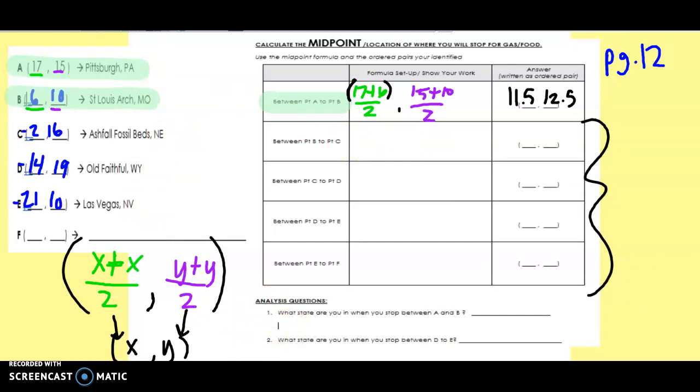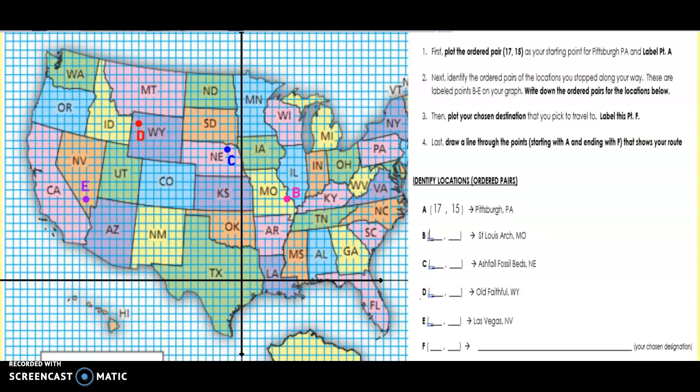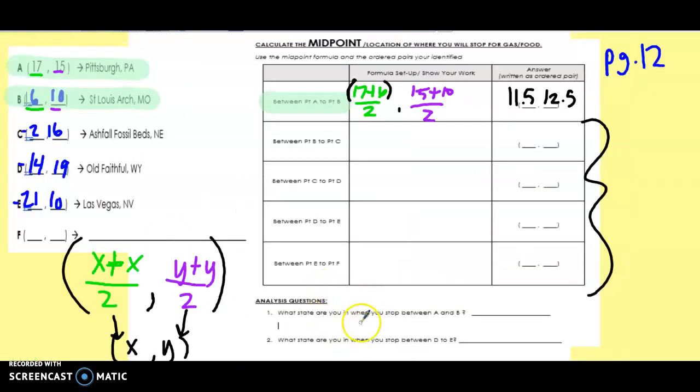It's going to ask you, what state are you in when you stop between A and B? How you do that is you can go back to page 10 where you've got your coordinate plane graph of the United States, and you're going to map out 11.5. Remember, X comes first, so we're moving horizontally, and then 12.5, we're moving up in a positive direction on your y-axis, and then you're going to figure out what state you're in. Now you're free to just put the abbreviation like TN or KY, or if you want to write out the state, either one is fine with me. There are 2 analysis questions there at the bottom for you to complete. So go ahead and work out your problems.